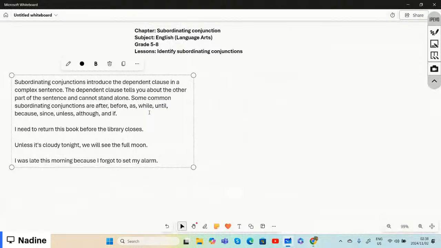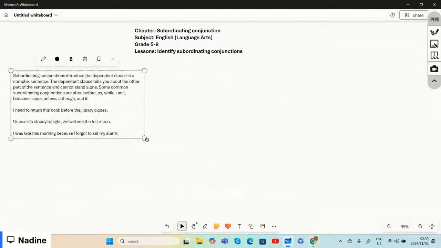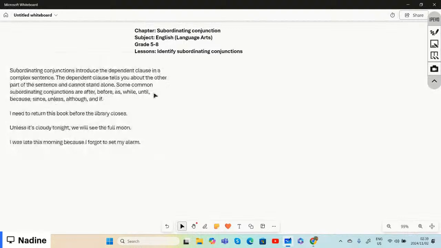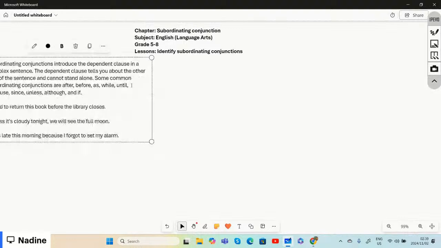All right. So if we look now at more examples of subordinating conjunctions, and how to use it. Let me remove this one over here. Firstly, we said subordinating conjunctions, right? Words like after, before, as, while, until, because, since, unless, although, if. Those are a few common examples of subordinating conjunctions, right?